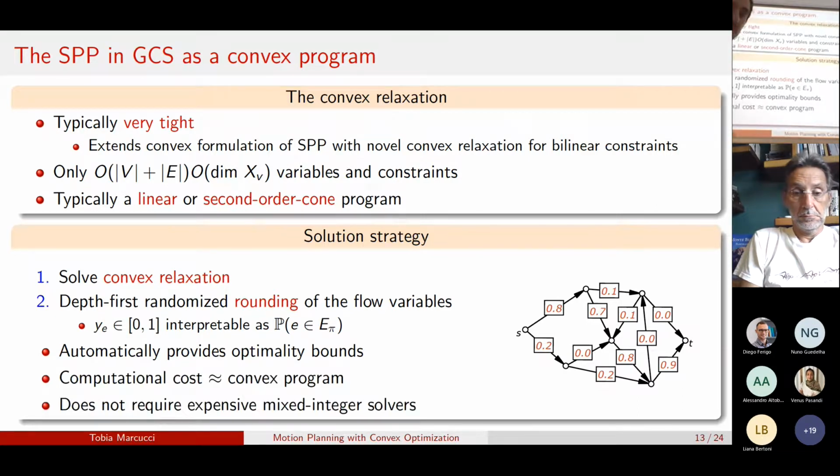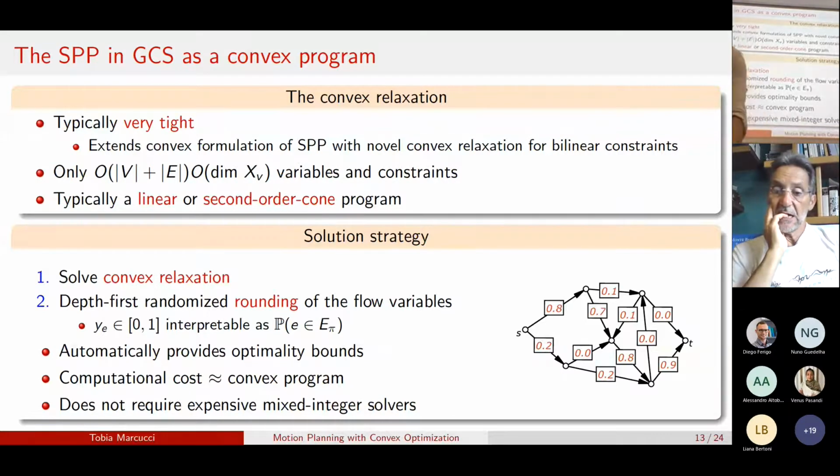A few advantages of this approach is that it automatically provides bounds because the convex relaxation gives you a lower bound. The rounding gives you an upper bound on the cost, so you sandwich the global optimum. It's very cheap. It's basically a convex optimization, and it does not require expensive and complex mixed integer solvers.